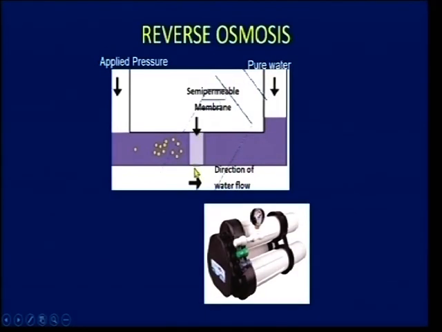Here in reverse osmosis children, the same thing is applied, but pressure is applied, that too on the salt water. The salt water is allowed to pass through the semi-permeable membrane. So, the direction of water flow is reversed and the salt will remain. So, this is called reverse osmosis. All the purifiers which we use in the home are based on reverse osmosis.